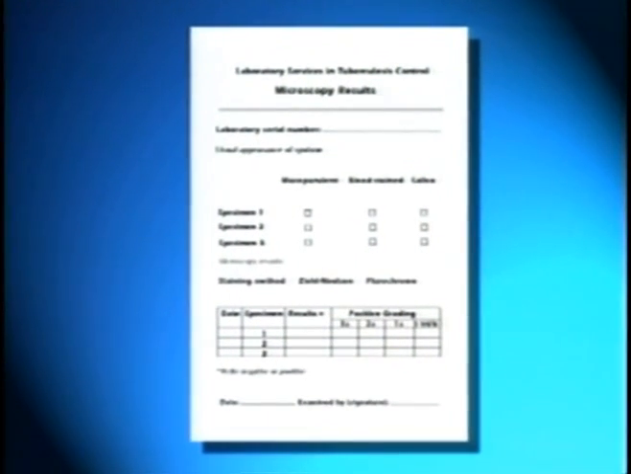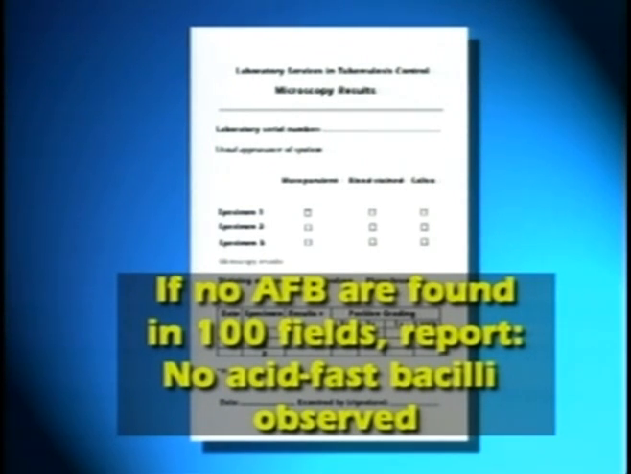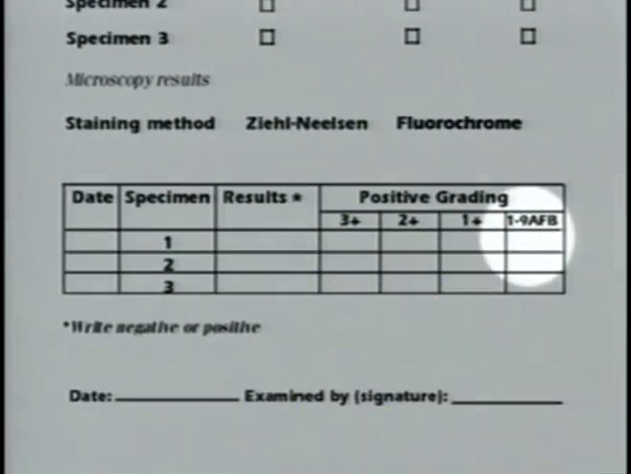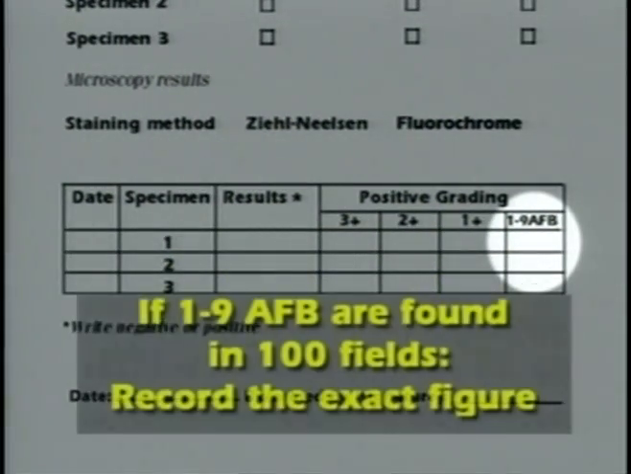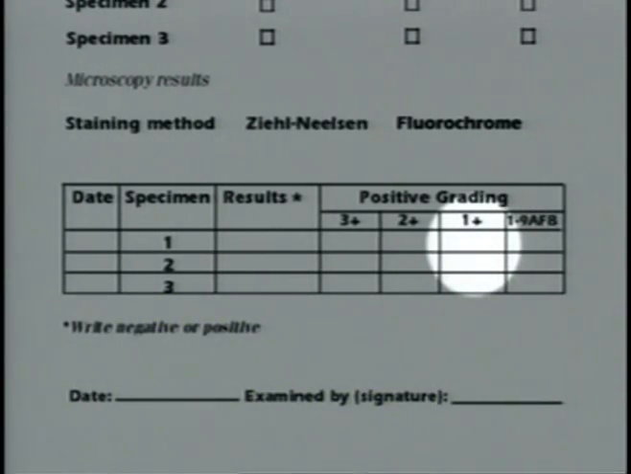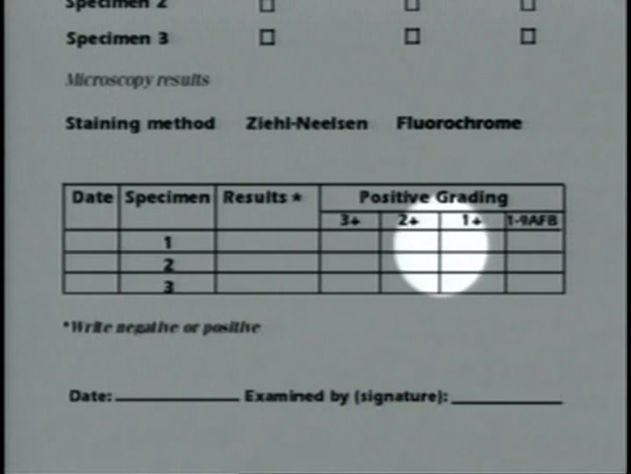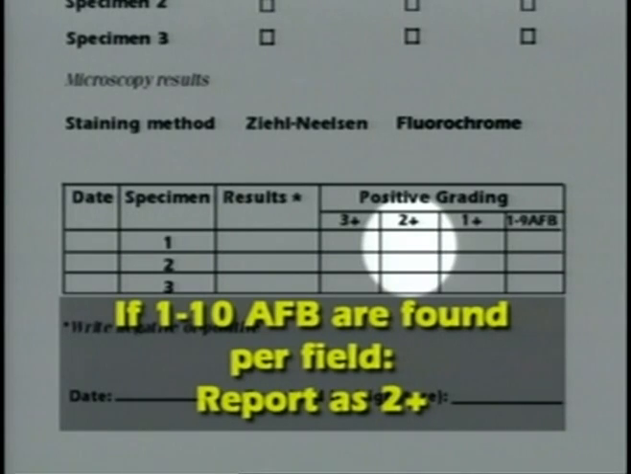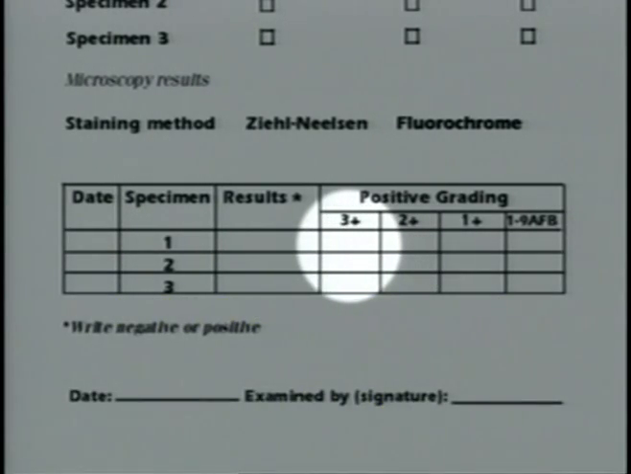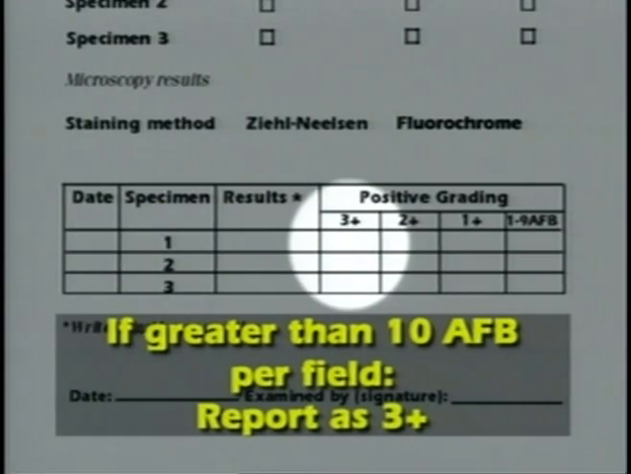The following semi-quantitative reporting method is recommended for the Ziehl-Neelsen technique. If no AFB are found in 100 fields, report no acid-fast bacilli observed. If 1 to 9 are found in 100 fields, record the exact figure. If 10 to 99 AFB are found in 100 fields, report as 1+. If 1 to 10 AFB are found per field, report as 2+. If greater than 10 AFB per field, report as 3+.